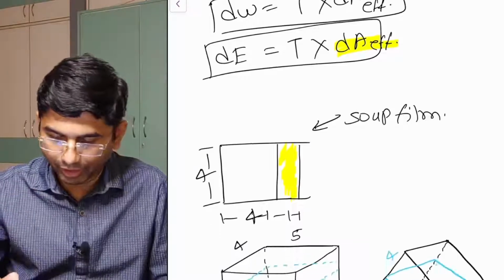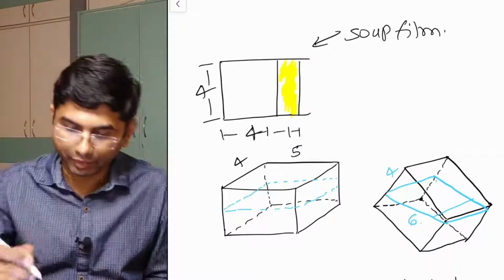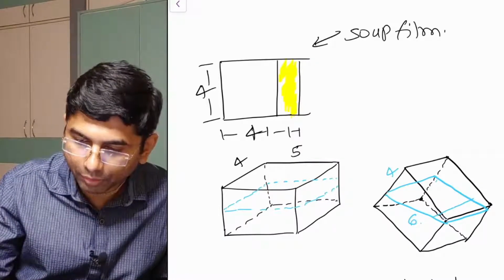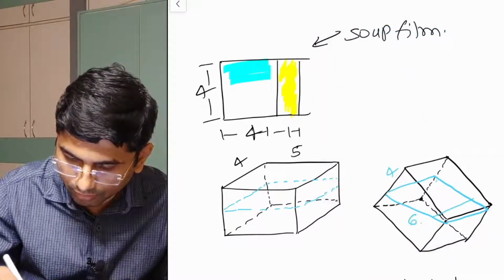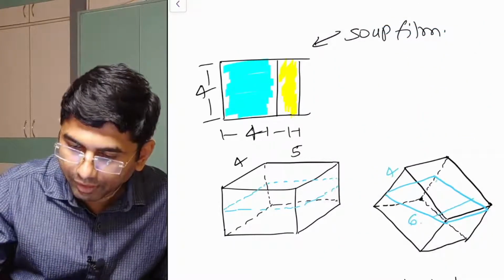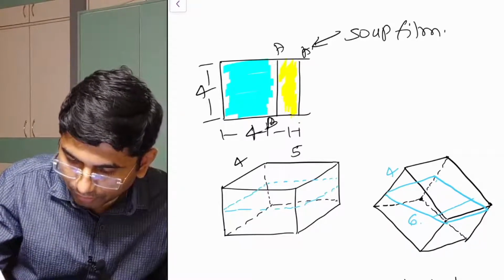Now what is this effective area? Consider this example. We have a soap film on some ring. Initially there was a soap film which is like this, and then we pulled this side AB to A dash B dash.